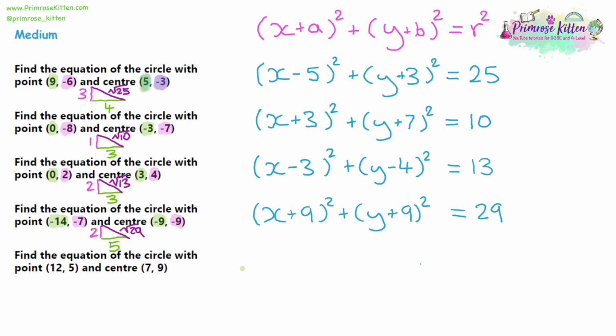And then moving on to the final question. Step 1, draw the skeleton of the question. Step 2, write in the opposite of the centre. So 7, 9 becomes -7, -9. And then step 3, look at the radius. From 12 to 7, that would be a distance of 5. From 5 to 9, that would be a distance of 4. So using Pythagoras' theorem, we'll have 4 squared plus 5 squared. That would be 16 plus 25, which is 41. So the radius is the square root of 41. The radius squared would be 41.